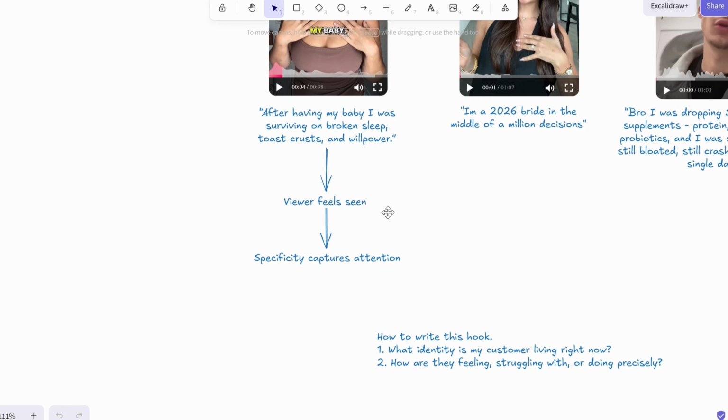And notice how specific it is. It doesn't just say being a new mom is exhausting. It says broken sleep, toast crust, and willpower. Those three details paint an exact picture of a specific kind of exhaustion and contains references only moms will understand.